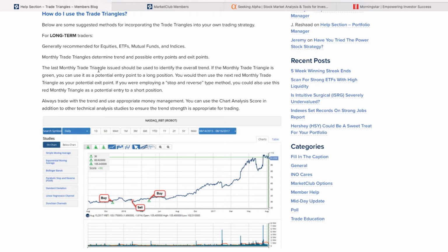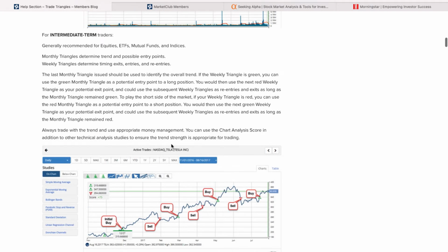Okay. So if you are a long-term trader or an investor, then we normally use the monthly trade triangle to determine our entry and exit point. If you are an intermediate term trader, then we normally use the monthly trade triangles to determine your entry, okay, and the weekly triangles to determine your exit, entries and re-entry points.